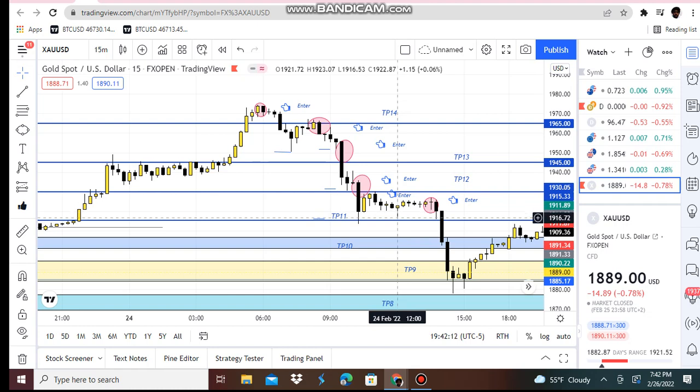And price stops at where? 1915. Again, it stops right at take profit 11. From take profit 12 at 1930 to take profit 15, we could have it stops right here again. Boom. See price stop here again. Boom. It stops right here again.